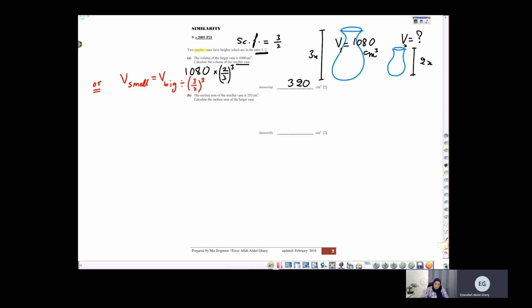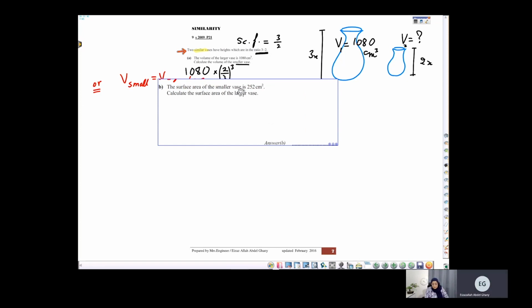We have to learn something, that this line is to be read before part A and is to be read before part B also. Reread it. It is the same information for the same vases, which have the scale factor 3:2. Zoom in. The surface area of the smaller vase is 252 centimeters squared. Calculate the surface area of the larger vase.